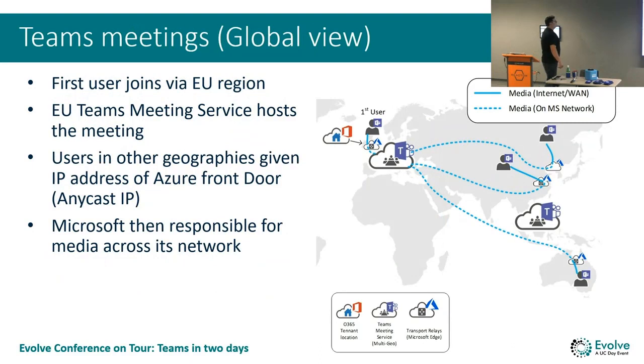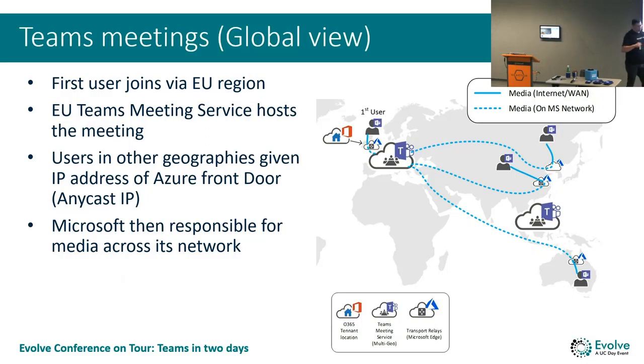Okay, so let's talk about Teams meetings. Teams meetings, unlike Skype for Business, happen in 3 locations around the world. There are 3 geo services for Teams meetings. There's one in the US, there's one in Europe, and there's one in Asia Pac. Not entirely sure which of the data centers it is, but they're spread around those parts of the world.